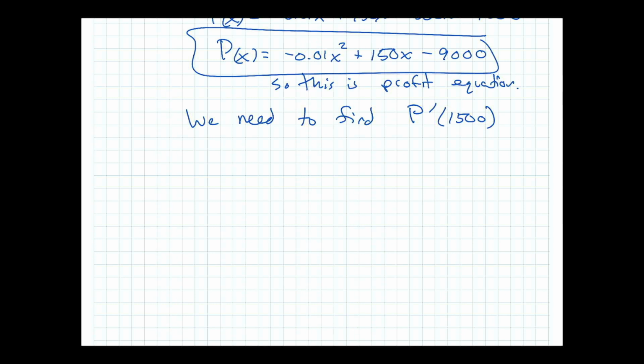Okay. They say they want it in dollars per gaming system. Okay, no, that's right. Okay, it's fine. Okay, so we need to find p prime of 1500.